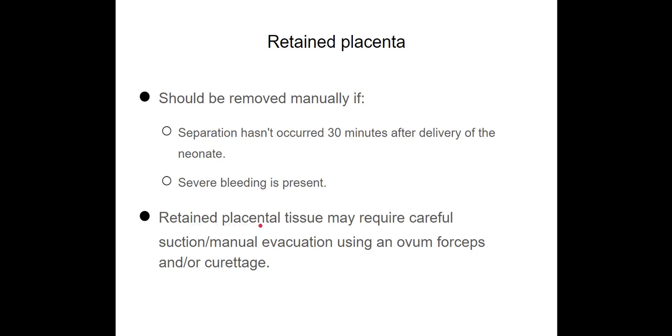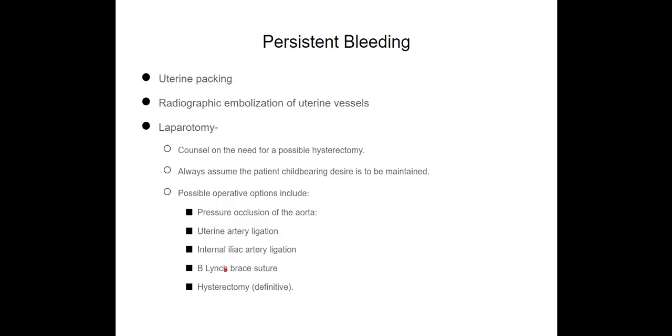If manual removal of the placenta is not successfully removing retained placenta tissue, you may need to do a careful suction or manual evacuation using an ovum forceps or even with a curettage or a curette. So if bleeding is persistent, there are some measures you may take. You may pack the uterus with gauze. You may do radiographic embolization of the uterine vessels, and you may do a laparotomy.